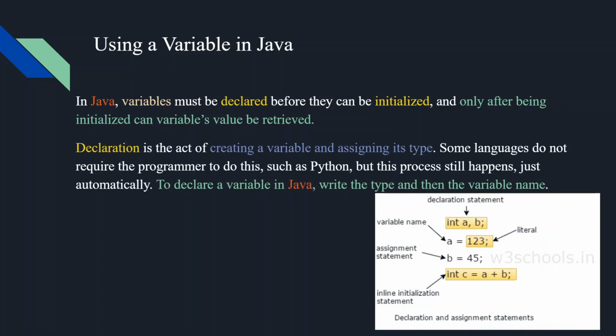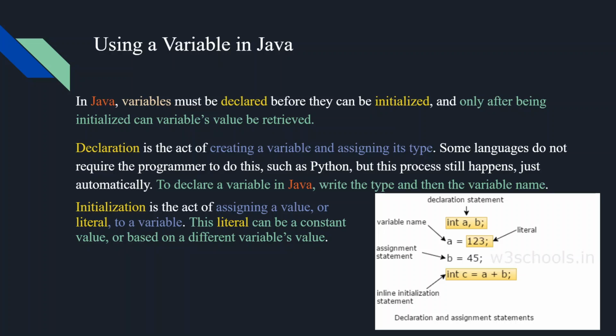Declaration is the act of creating a variable and assigning it to a type. In Python, declaration occurs in the background and as a result is not written in programs. In C languages, this step allocates memory or chooses a position in the memory to save the variable, whereas in Java, this step occurs during initialization. To declare a variable in Java or C, write the type and then the variable name.